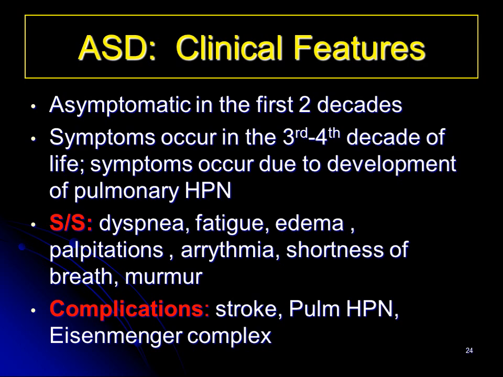The complications associated with atrial septal defect include increased risk of stroke, pulmonary hypertension, and the development of Eisenmenger complex that produces a reversal of the shunt.